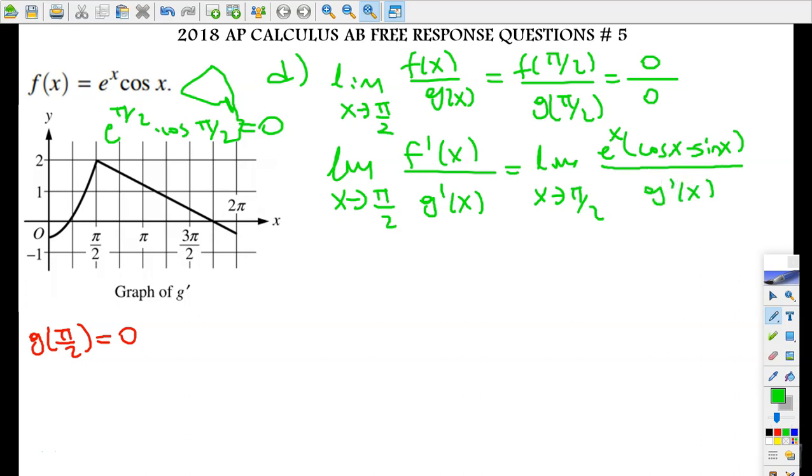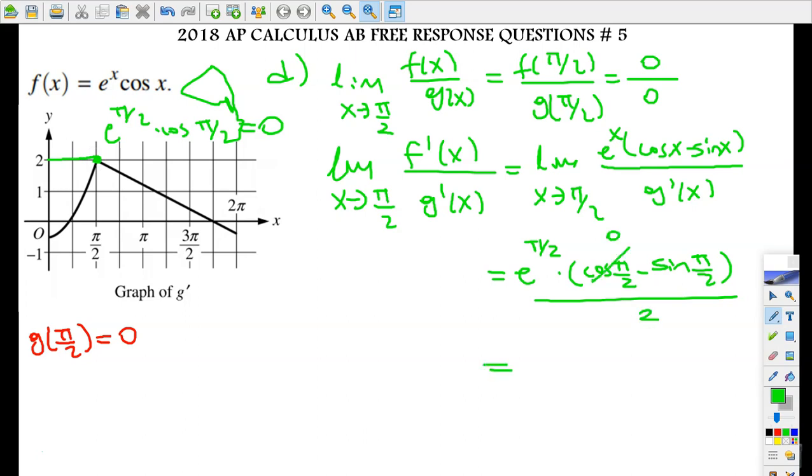So let's plug in this pi over 2. So e to the power of pi over 2 times cosine pi over 2 minus sine pi over 2, divided by g prime of pi over 2. So the pi over 2 is right here, and g prime of pi over 2 is going to be equal to the corresponding value, which is 2. So cosine pi over 2 is 0, and sine pi over 2 is 1. But there's a negative sign. So negative e to the power of pi over 2 is going to be my answer for the limit.